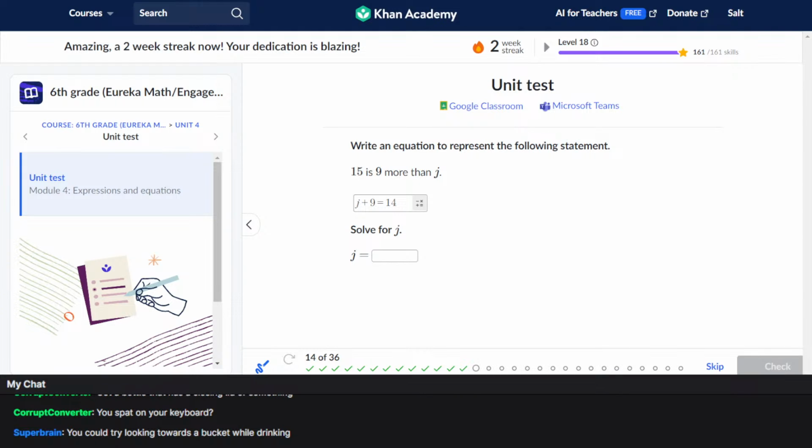I know. Superbrain says you could try looking towards a bucket while drinking. Yes, thank you all for your suggestions.